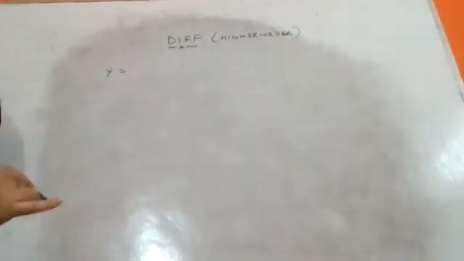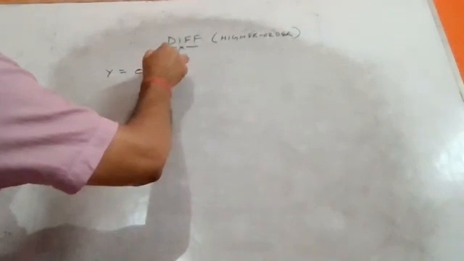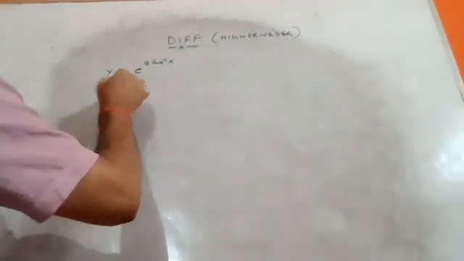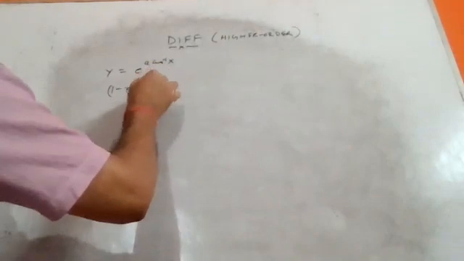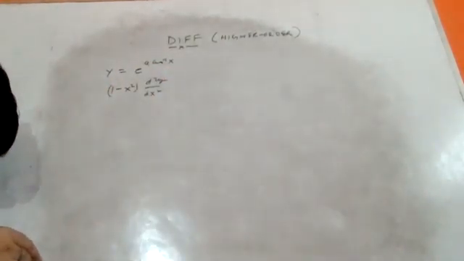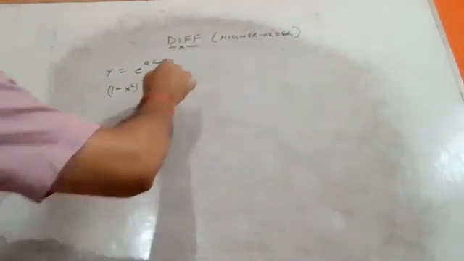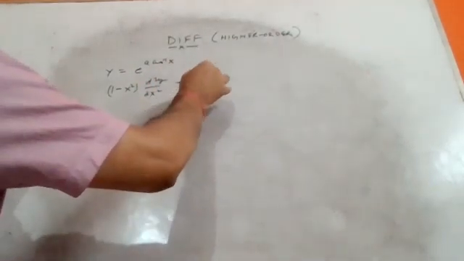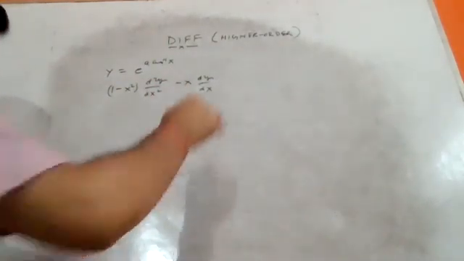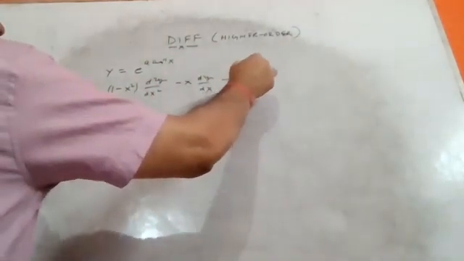Y is equal to e raised to power a cos inverse x. This is given. Y is equal to e into e raised to power cos inverse x. Then they ask show that 1 minus x square d2y upon dx square minus x dy upon dx minus a square y equal to 0.